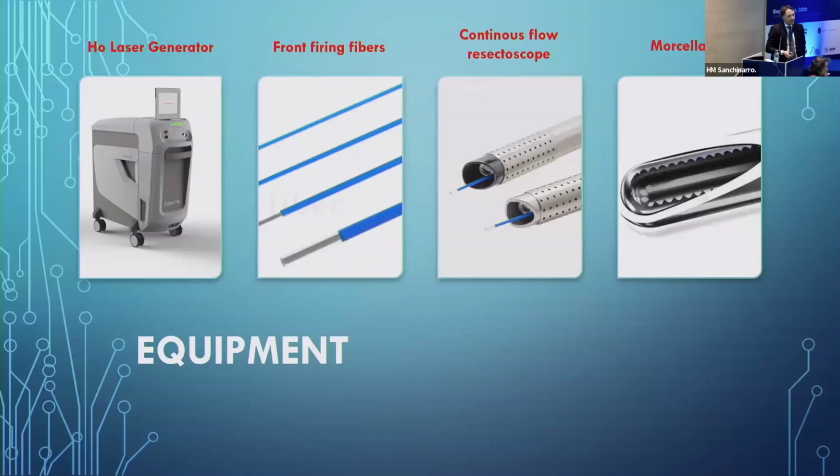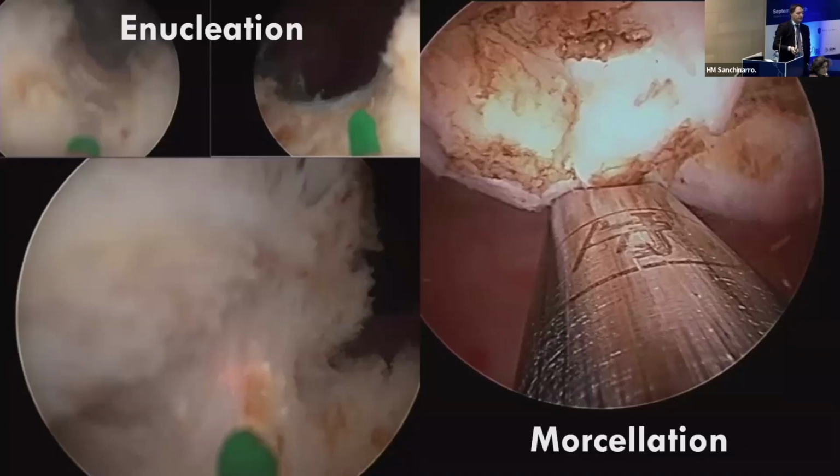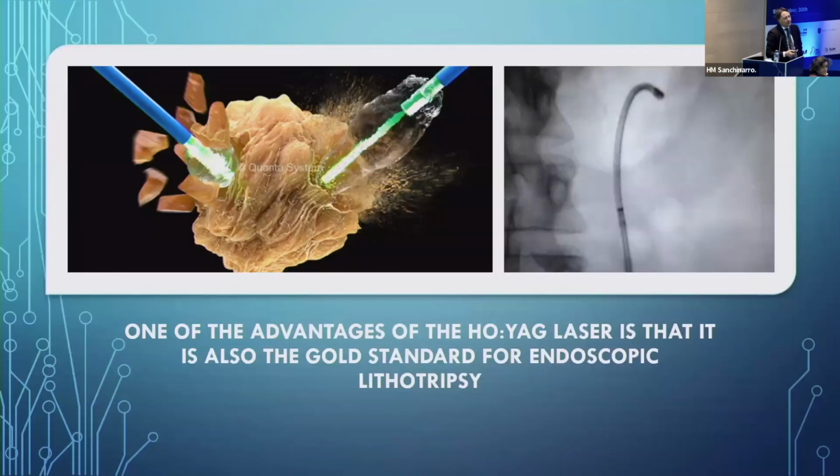This is the equipment we are using, and you have already seen it. So fibers, generator, morcellator, and that's it. And then we have enucleation and morcellation. But we can easily shift to this one.